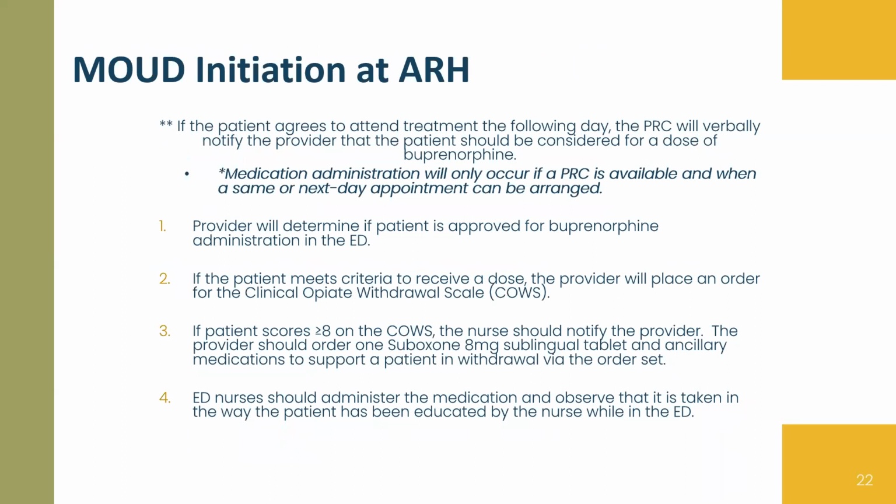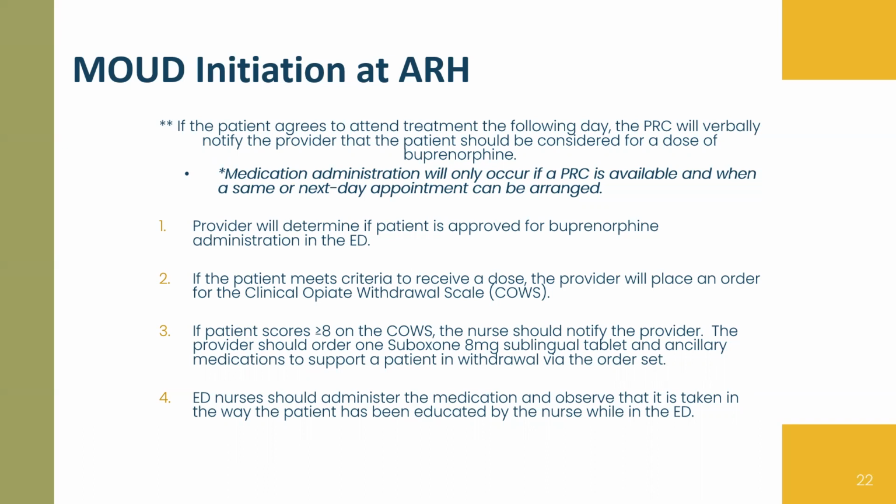The way this component works is the patient has already screened positive and has received a brief intervention from the peer recovery coach. Through that conversation, the peer has to determine that the patient is motivated for treatment and is willing to go to care the next day. Those are really the two components the peer is figuring out, that the patient wants to go to treatment and they're willing to go the following day or same day. At that point, the peer recovery coach is going to talk to the provider to let them know the patient is motivated, opioid using, and should be considered to receive a dose of buprenorphine in the emergency department.